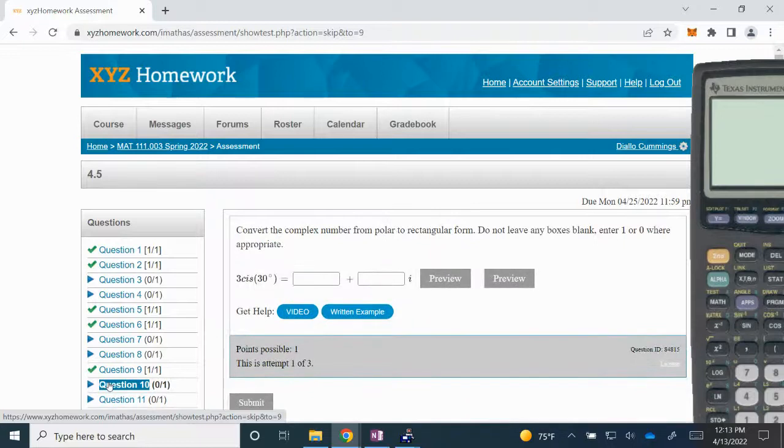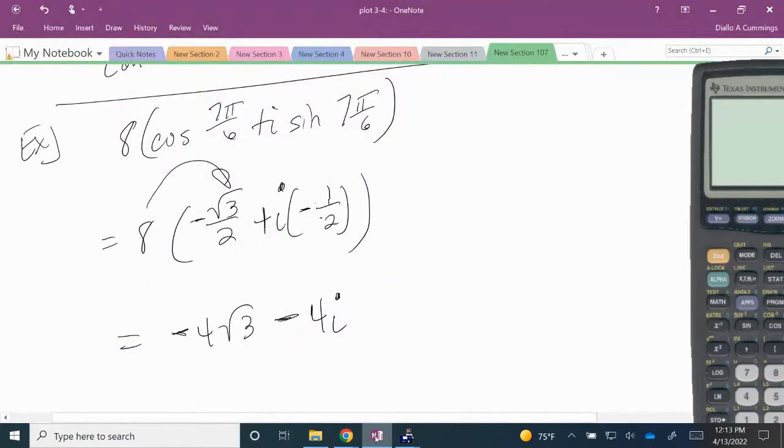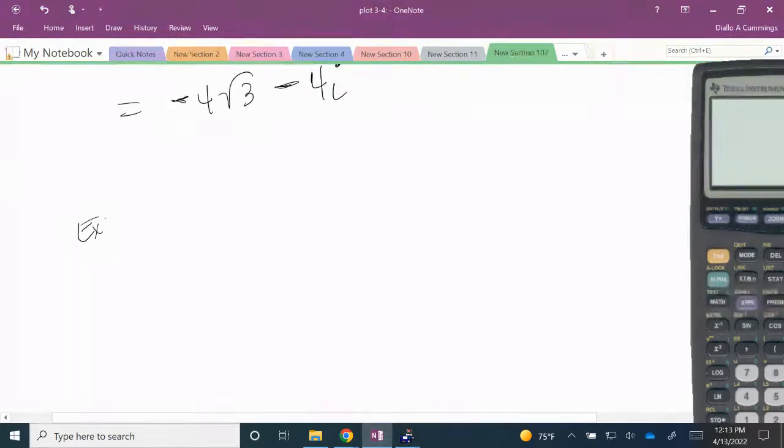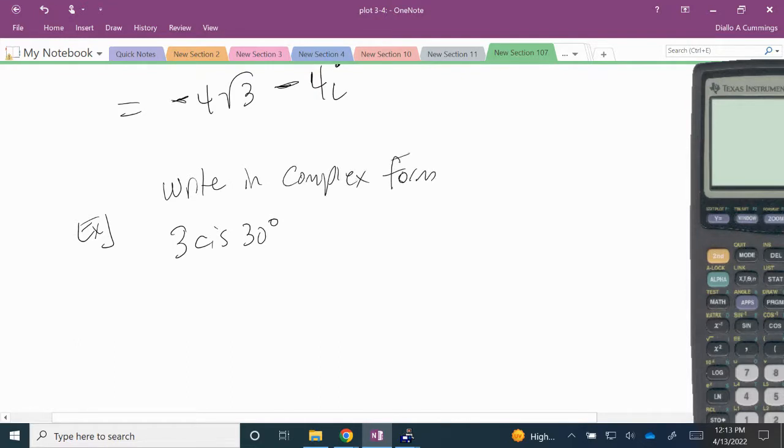All right, so at this time, I would like for you to do number 10. That's 3 cis 30 degrees, and you're asked to write that in complex number form. 3 cis 30 degrees. So write in complex form.